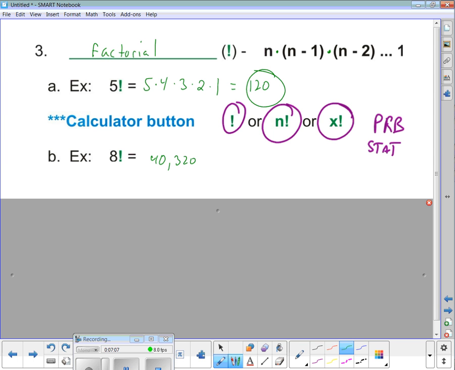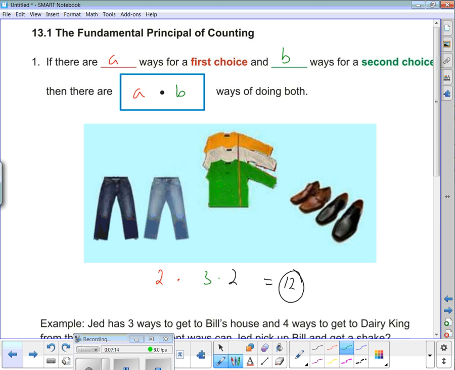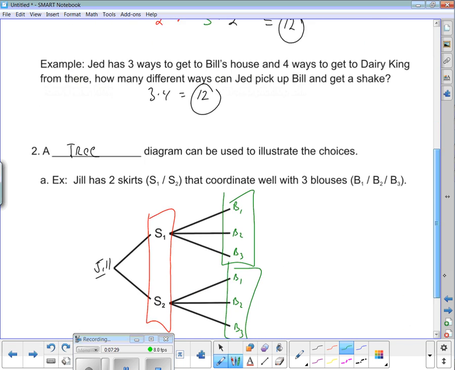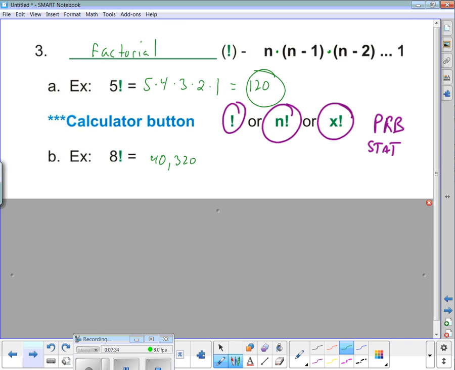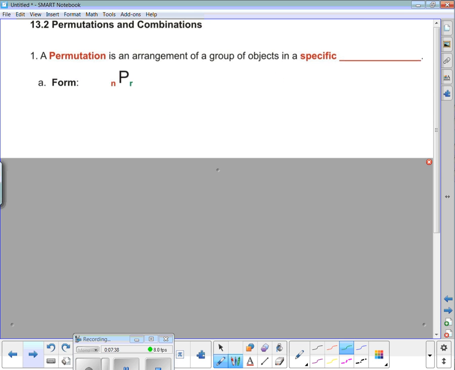It leads up to what we're going to do in lesson 2, which is right around the corner, coming up in just a moment. So what did we talk about so far in lesson 1? Just a couple things. The fundamental principle of counting, also called a general permutation: just multiply A amount of ways of doing one thing by B ways of the other. If there's 3 of them, multiply all 3; 4 of them, multiply all 4. Tree diagram, just a way of illustrating that. And then factorial. Let's go on to lesson 13.2, permutations and combinations.